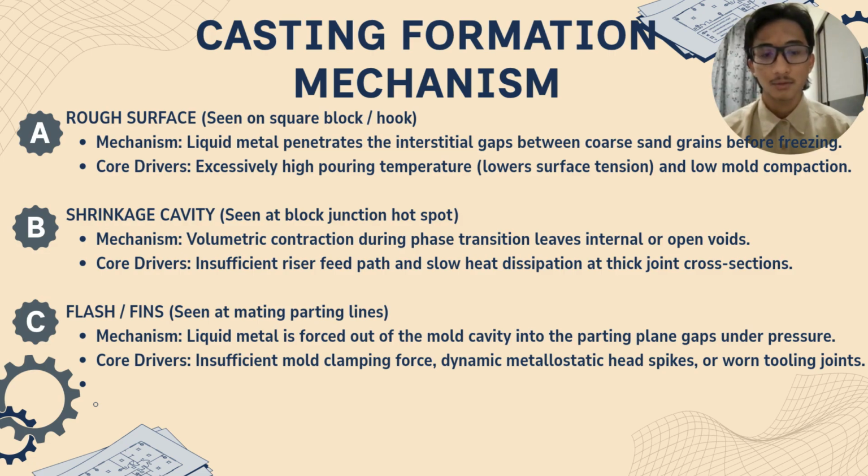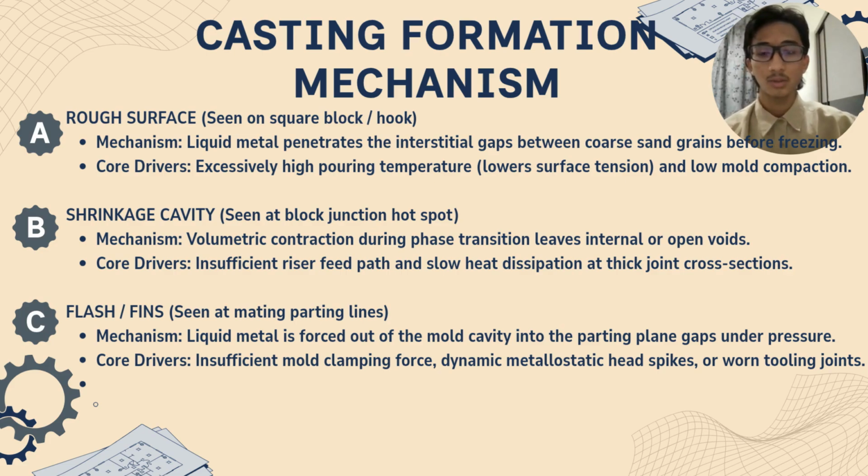For the casting formation mechanism, first of all, the rough surface usually happens because both casting processes use sand as the mold cavity. When you're using sand, the surface is rough, so the product will get a rough finish. It can also be caused by excessively high pouring temperature and low mold compaction. When you're ramming the sand too fast or too slow, it can cause a rough surface.